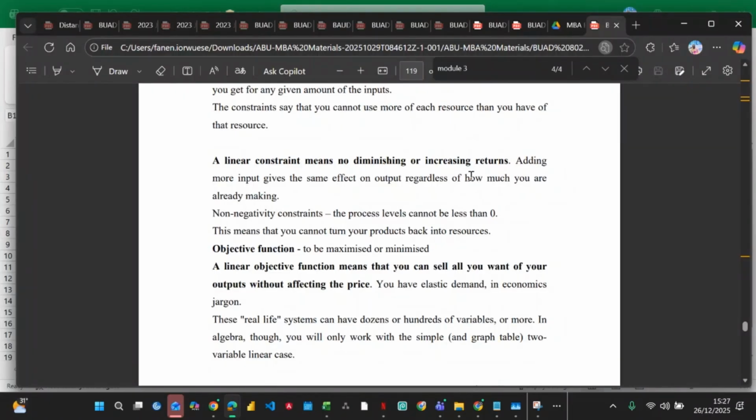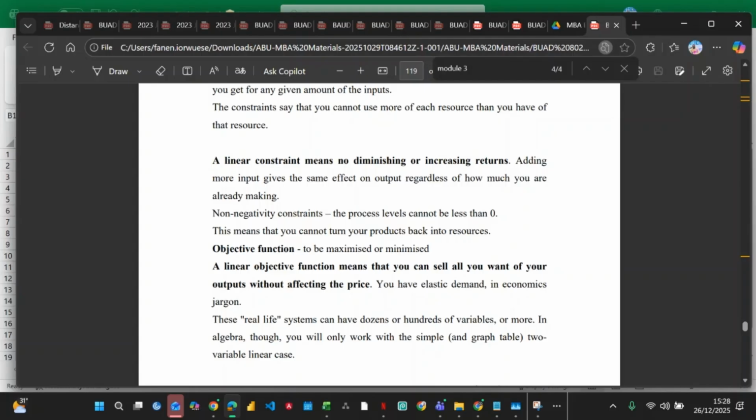Now, a linear constraint means no diminishing or increasing returns. Adding more input gives the same effect on output regardless of how much you are already making. Then there is the non-negativity constraint: the process level cannot be less than zero. This means that you cannot turn your product back into resources.